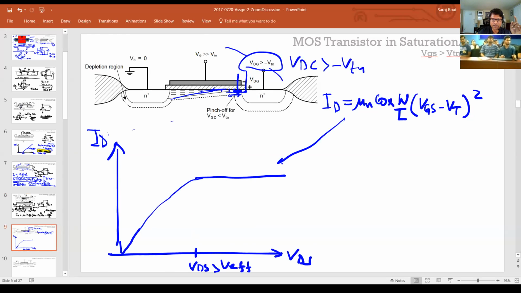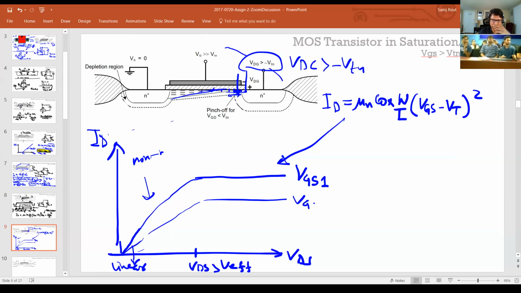So this is your constant equation. This is your linear resistor equation, which we showed before. And this is the nonlinear part, right? And this is for a given VGS, so let's say some VGS1. And if the VGS is lower, it's going to look like that. So this is VGS2, which is less than this one, and so on.